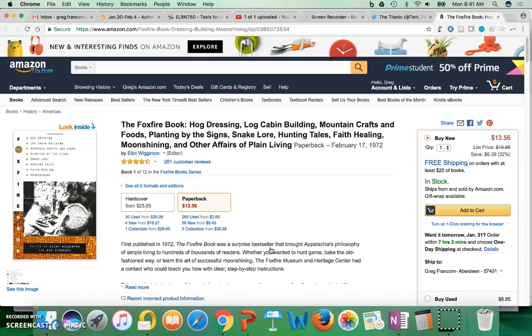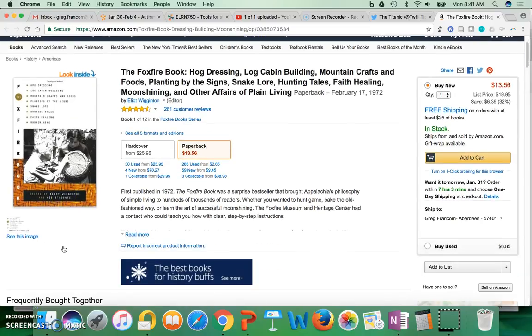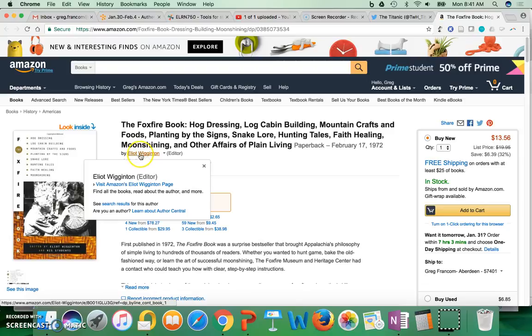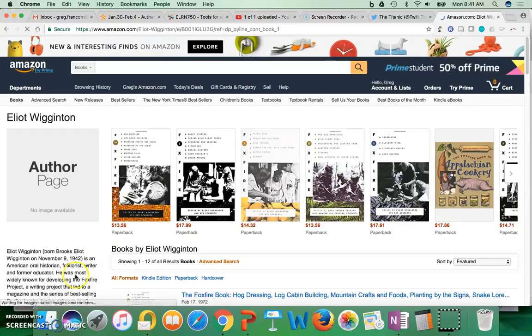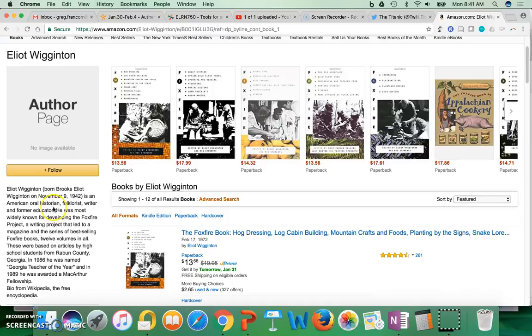What this is, is an Appalachian village that was featured in Georgia, actually. Not too far. I was actually able to visit the Foxfire village. And if you look at the editor, Elliot Wigington, and read about this person, he was an American oral historian, folklorist, writer, and former educator. He developed the Foxfire Project, a writing project that led to a magazine and series of best-selling Foxfire books, 12 volumes in all. These were based on articles by high school students from Rabun County, Georgia.